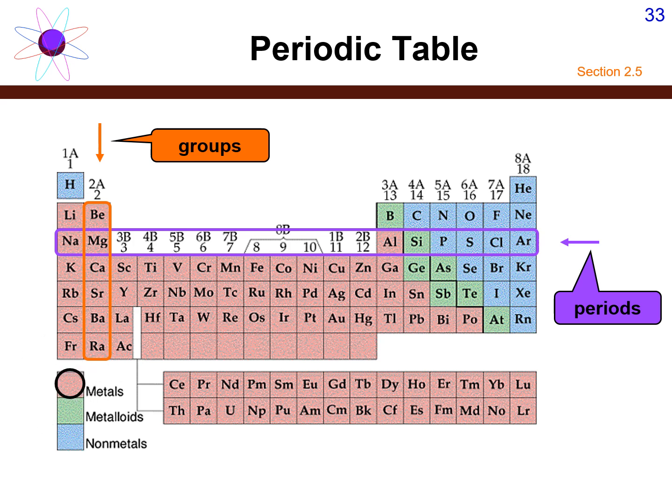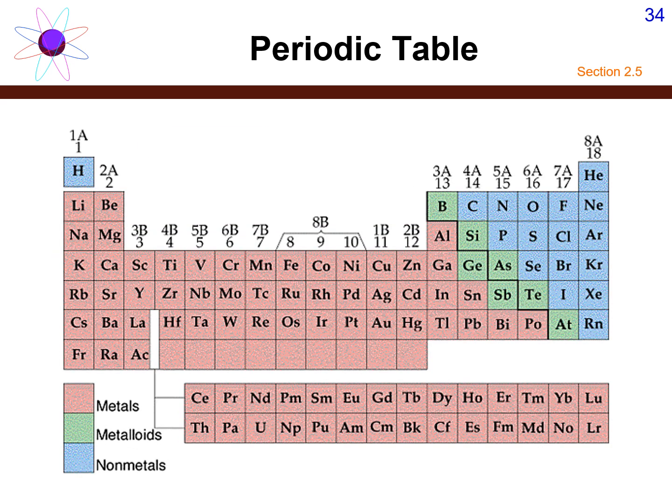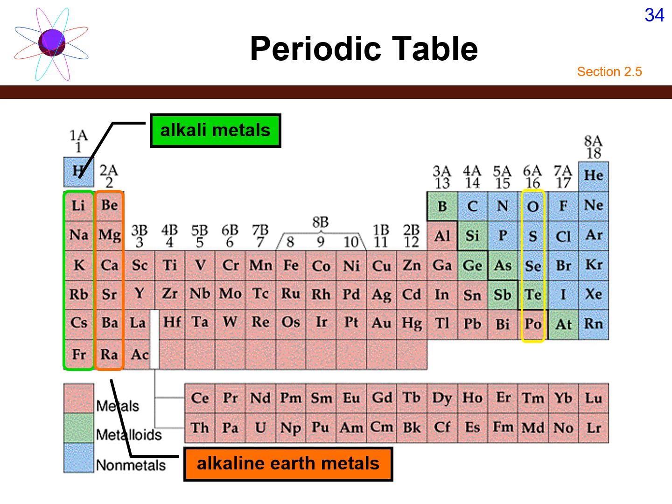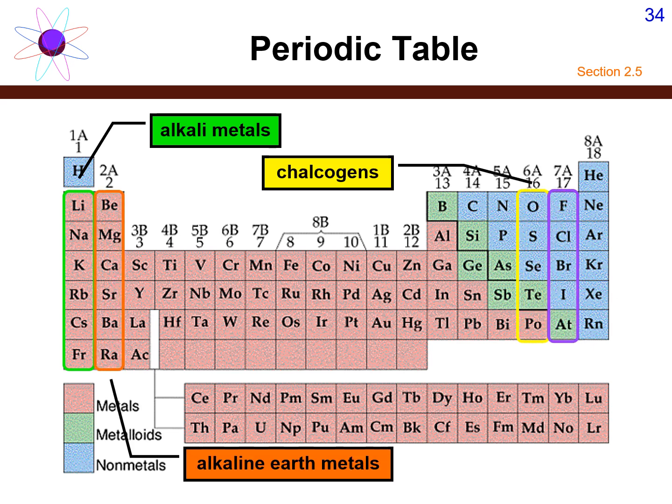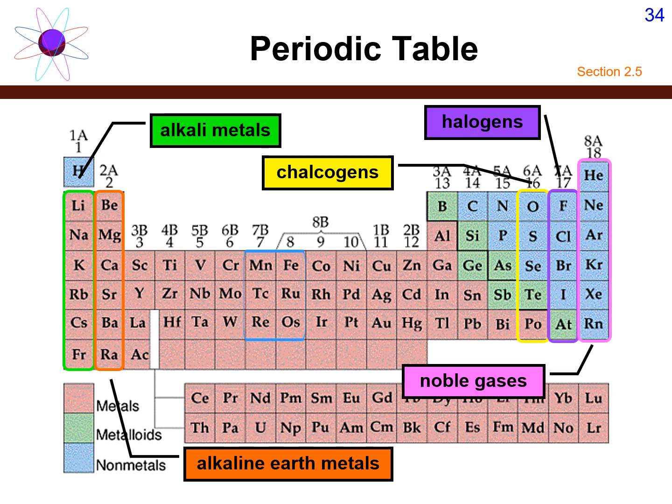We have metals that are this color, so most of the periodic table is metals. Nonmetals are in blue. Metalloids, which you don't talk too much about. And specifically, if we go to the last part of that list, our first group is called alkali metals. The second group is alkaline earth metals. Move over, we have chalcogens, halogens, and noble gases. And then here in the middle, we have our transition metals.